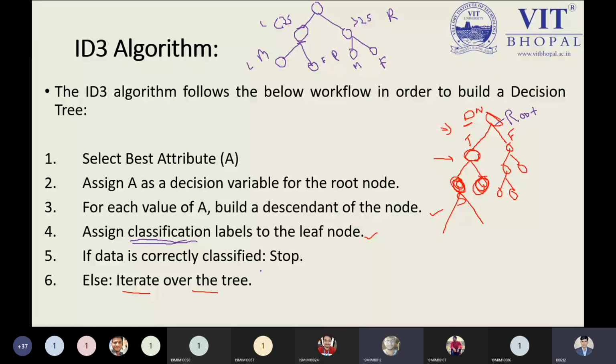Which one? Step number fifth or sixth? Yes sir, do both fifth and sixth, sir.